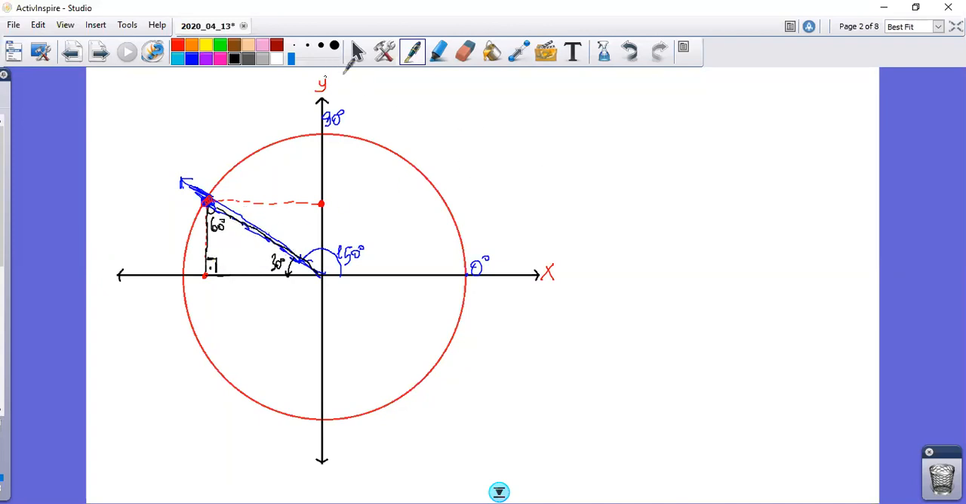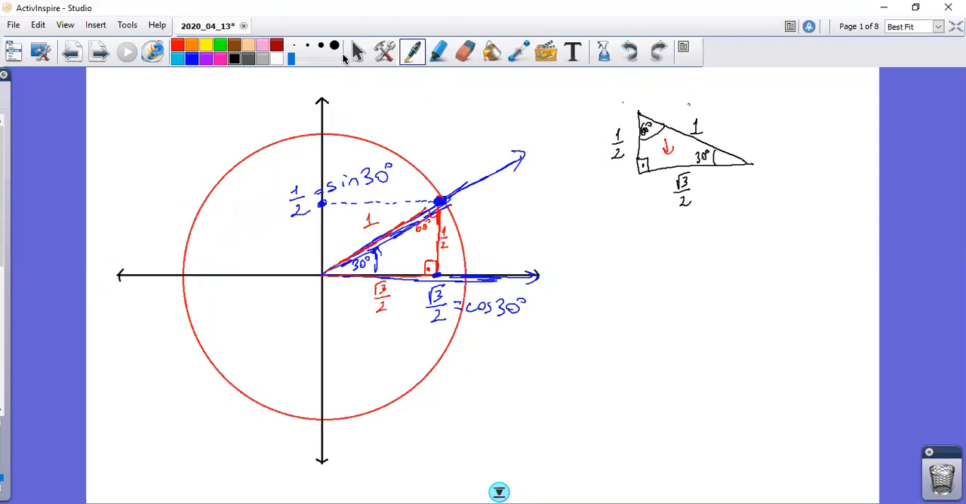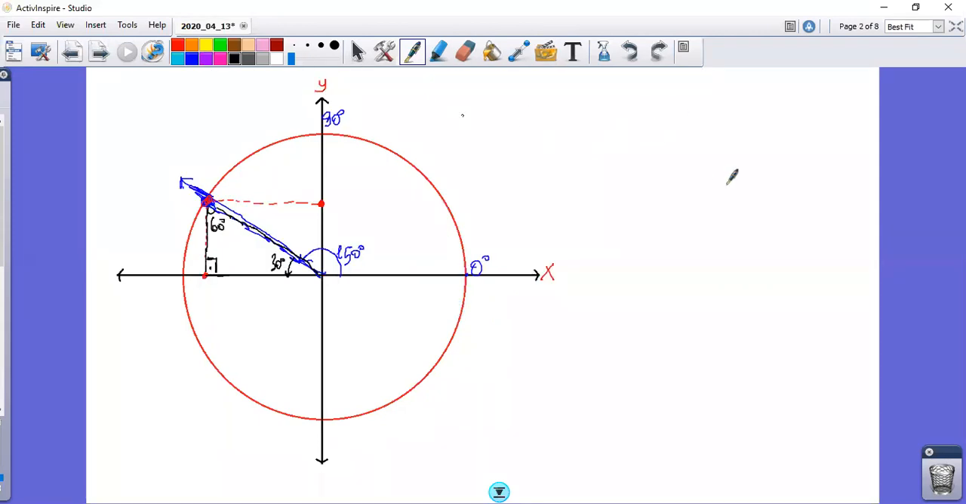Now we know that. Let's remember this. If you just don't remember, you are going to draw it. Okay, you'll draw it on your own. So 30, 90, and 60. The side opposite to 90 is 1, because you see the hypotenuse is 1. The side opposite to 30 is 1 over 2. The side opposite to 60 must be root 3 over 2.